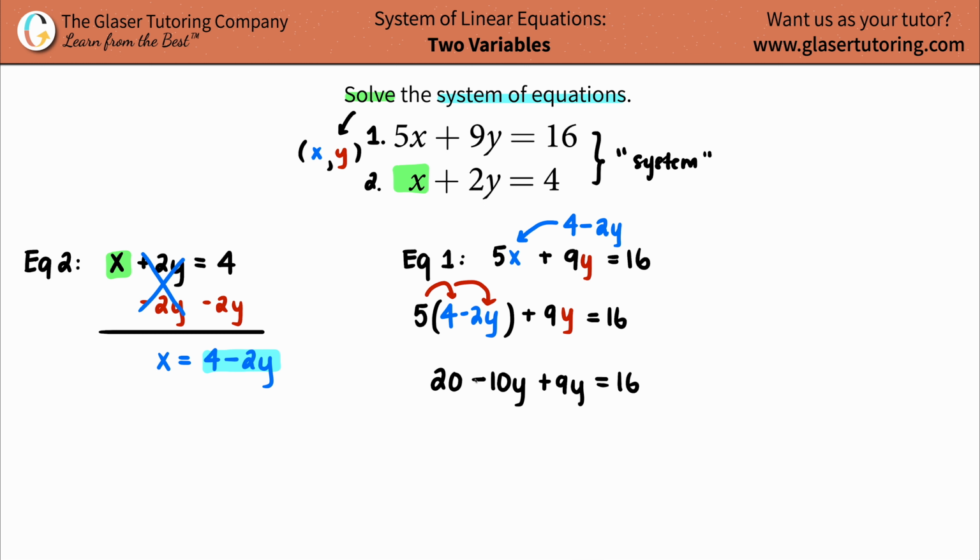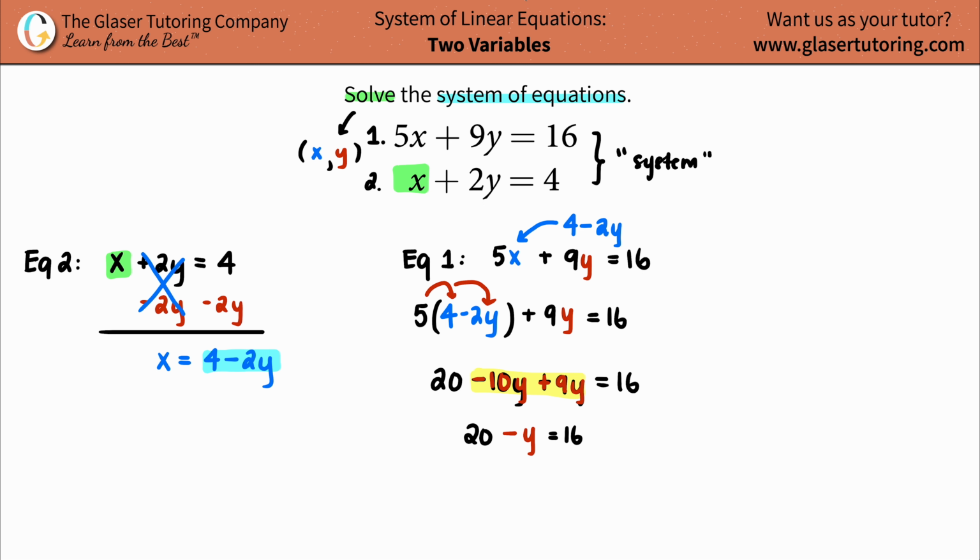Now let's group together like terms, right? I've got a negative 10y plus a 9y. So this is going to be 20, I guess minus 1y, right? We could just say minus y, and this equals 16. And maybe I'll highlight that just to say, hey, this is what we did. So negative 10 plus 9 is a negative 1.